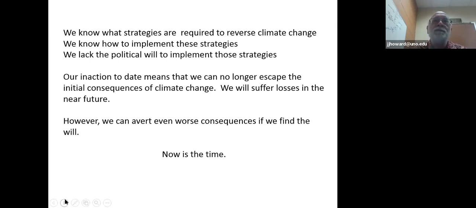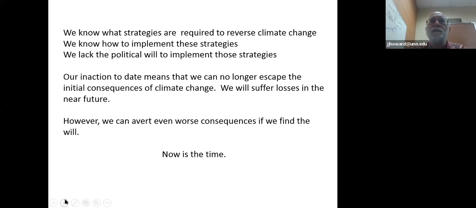Now, we have dithered for over 30 years. We've done nothing. And that means that we're going to lose South Louisiana. We're going to lose much of Florida to sea level rise. We're going to lose a lot of cropland, and we will have food shortages in the future, but we can still avoid a total meltdown of society.